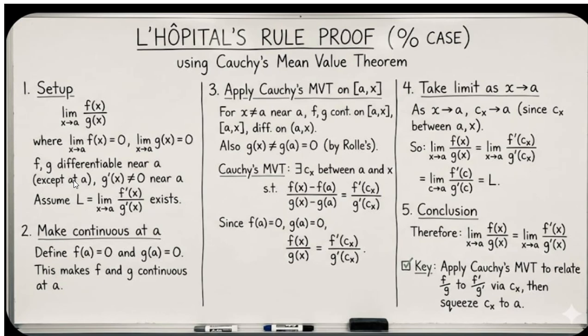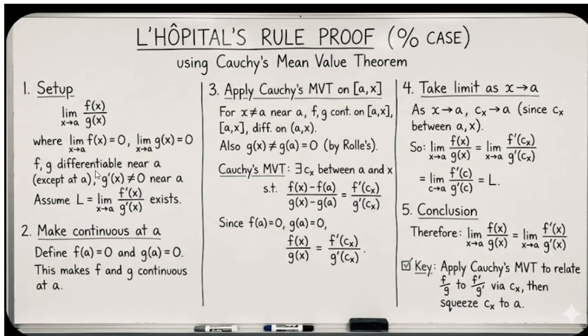If it is differentiable at a only, there is no need of L'Hopital. Why are we taking except a? Because if it is differentiable at a, there is no need of using L'Hopital. I will tell why after the completion of this proof.